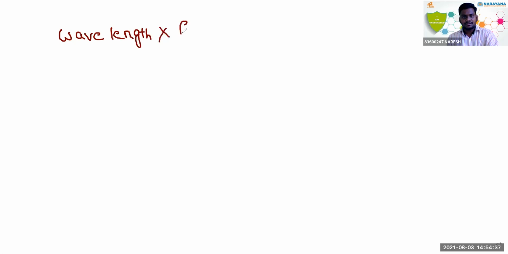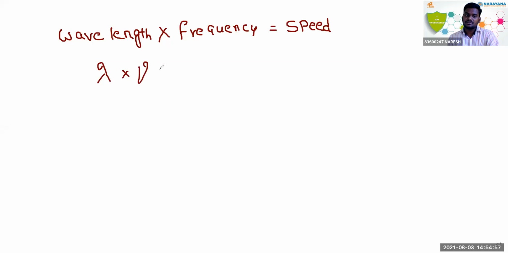Wavelength into frequency is equal to speed. What is that? Speed is equal to wavelength into frequency, where wavelength is denoted by lambda and frequency is denoted by nu. Lambda into nu is equal to the speed of light, c. So wavelength into frequency is equal to speed.